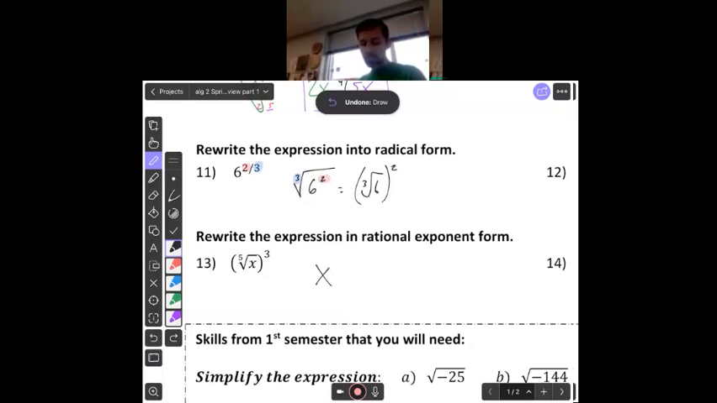And so again, I like to look at, in this case, the index first, because that's going to be my denominator. And then the power is the numerator. It'd be x to the 3/5. Just make sure you're not writing it like this.